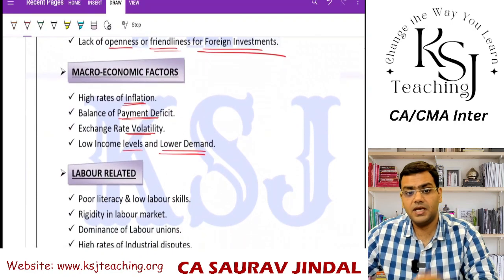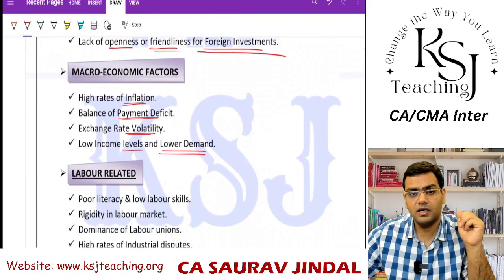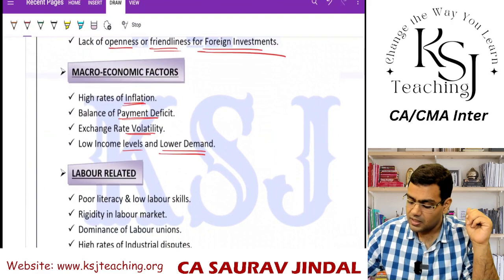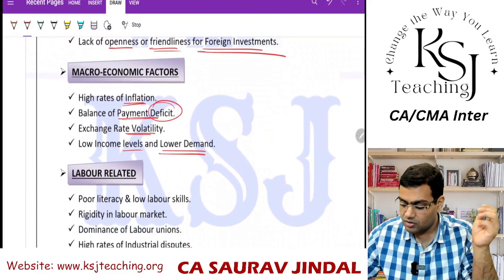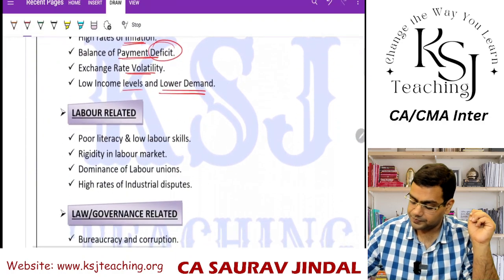If the Indian rupee is quite volatile to, let's say, the US dollar, it keeps on increasing, it keeps on decreasing, then why would a person invest? If the balance of payment is already in huge deficits, right? Again, then why will he invest?